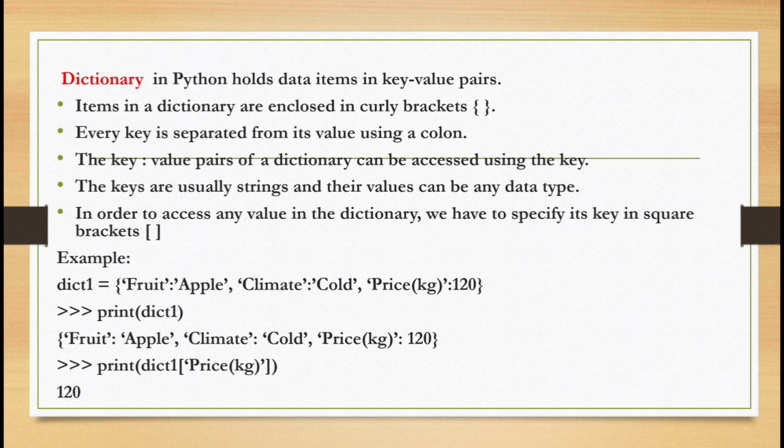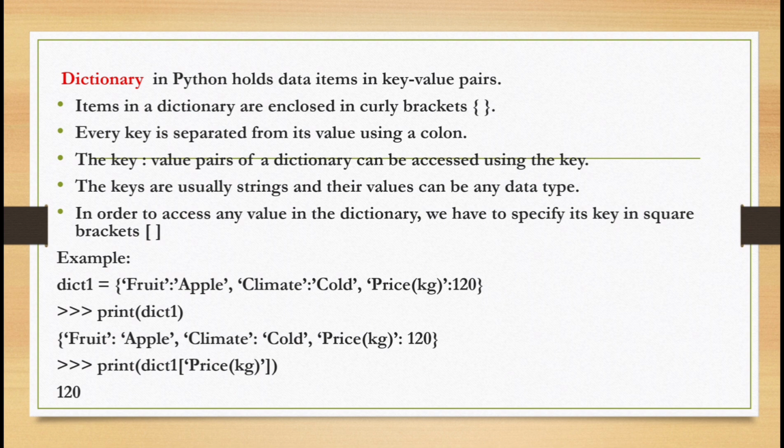Keys will always be strings. Values can be either integer, floating, or string. Look at the example. A dictionary is created: fruit, apple, climate, cold. Key and value are separated using a colon symbol. As I told, keys should be strings only, and values can be of any data type.